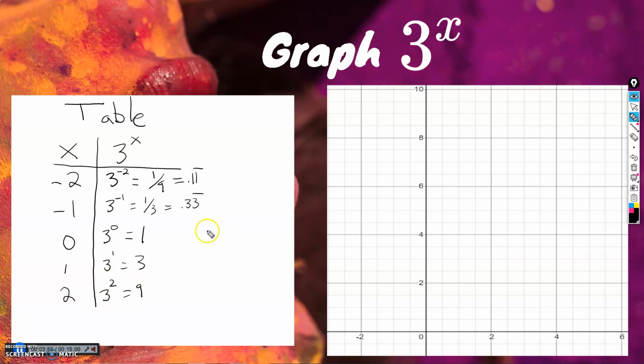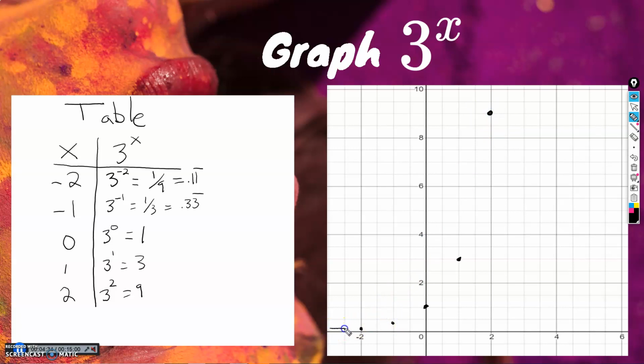So let's plot these. Alright, so at -2, we're at 0.1111111 repeating, so we're really low here. At -1, which is right here, we're at 0.33, so this is 1, this is 0.5, so 0.3333 will be somewhere around there. At 0, we're at 1, so here's 0, here's 1 right here. At 1, we're at 3, so 1's here, 3 is here. And at 2, we're at 9. And now, like I said, now we're in step 3, connect the dots.